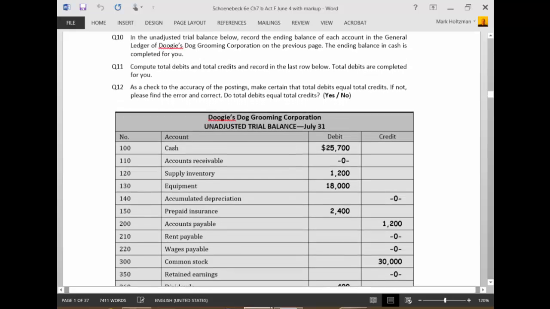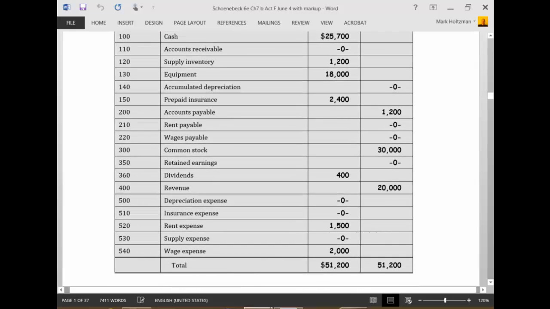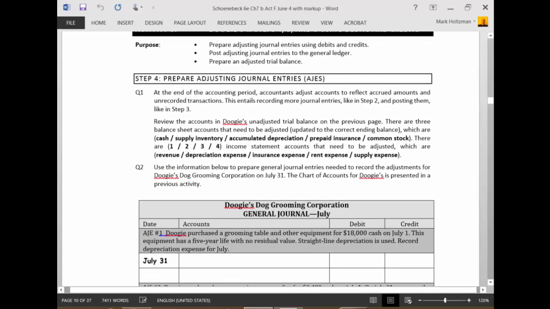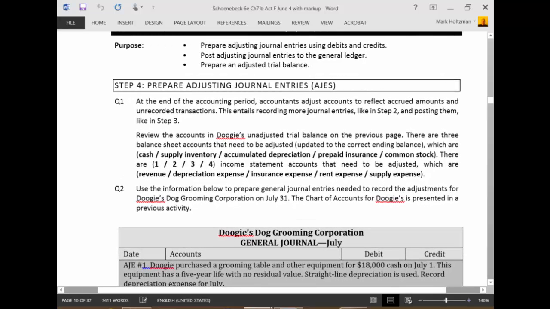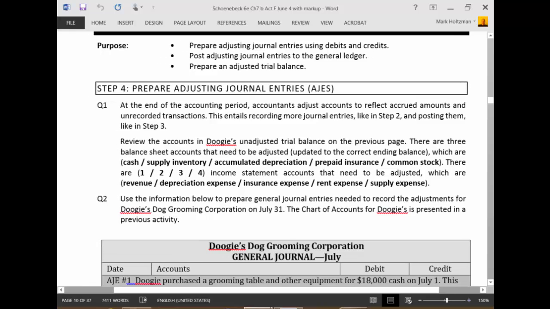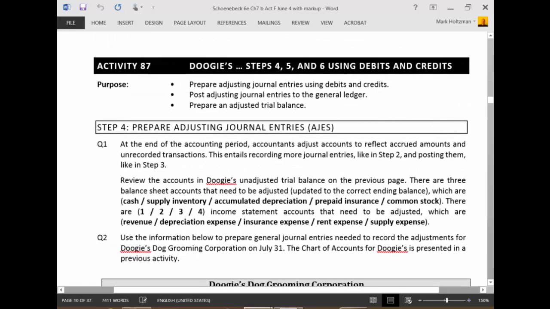When we last left off, remember, we had our unadjusted trial balance. We showed that all the debits equal the credits. The next thing to do is what's called adjusting journal entries. That is step 4. Now, let me explain a little bit about how this works. In practice, students have a lot of trouble understanding why you need to do adjusting journal entries in the first place. Yes? What activity is this? Activity 87.